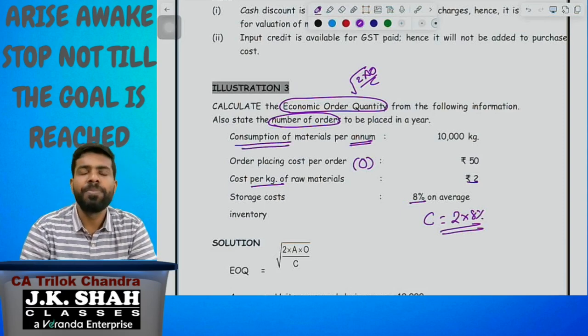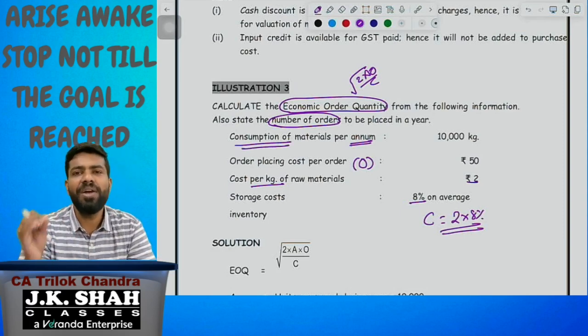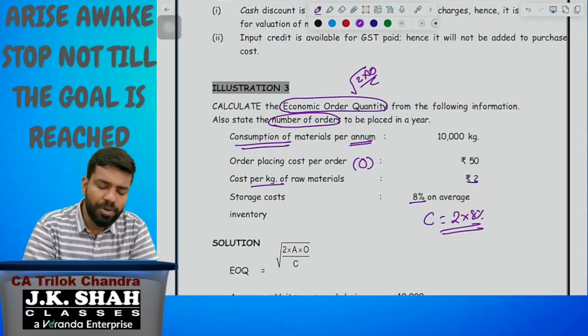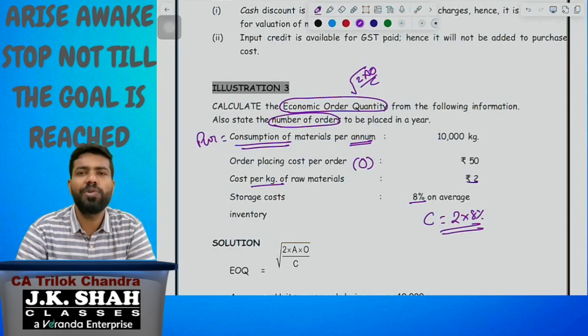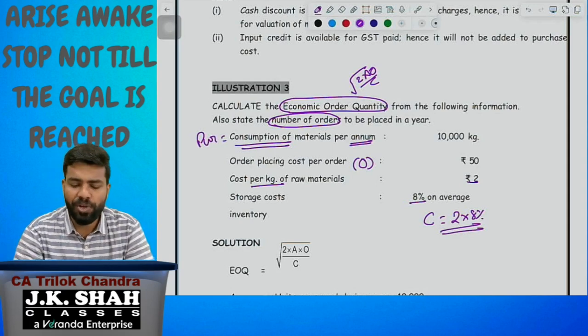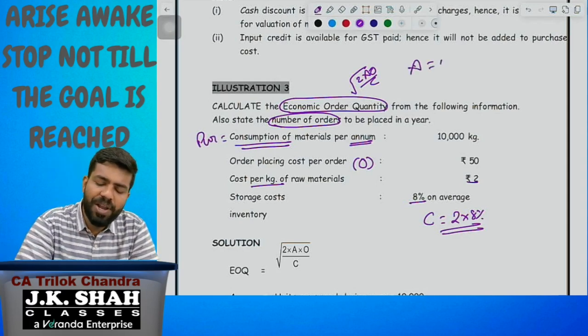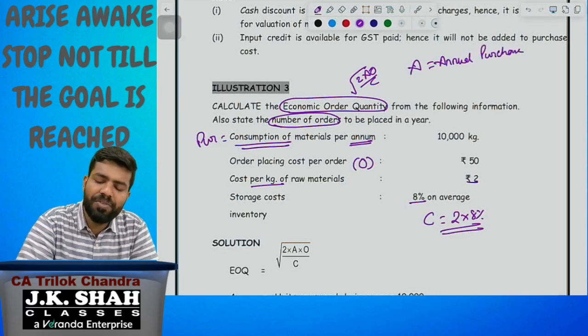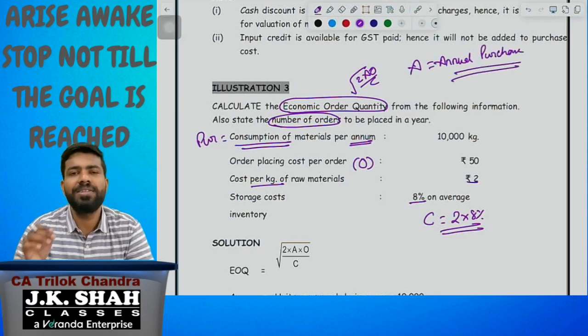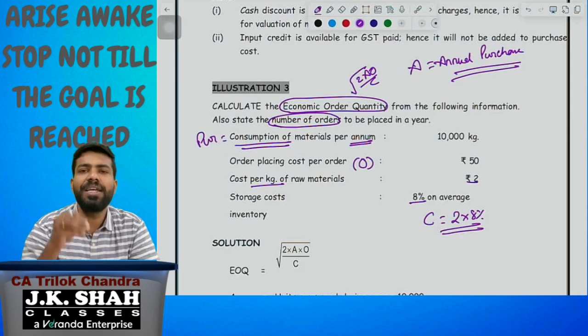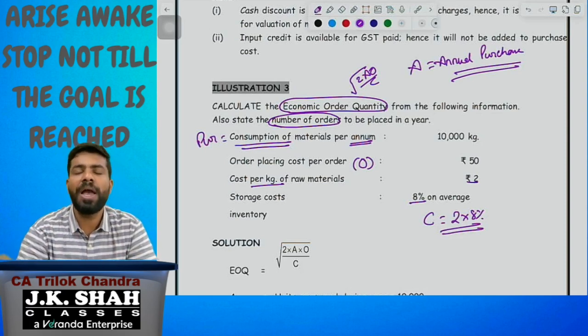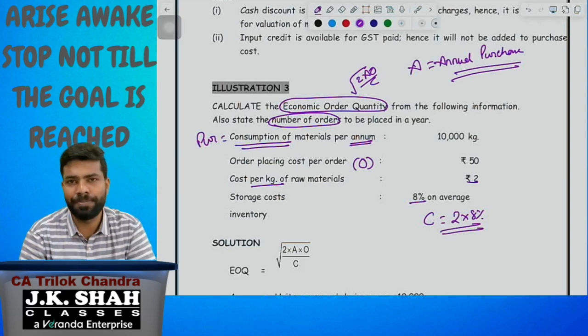One more point I need to state here: they have given the consumption of material, and due to non-availability of opening stock and closing stock of raw material, I am going to take this as the purchase. Actually speaking, A stands for annual purchase. They'll try to play with all this information. Here they gave consumption. Due to absence of the opening stock and closing stock, I am going to assume purchase equal to consumption.